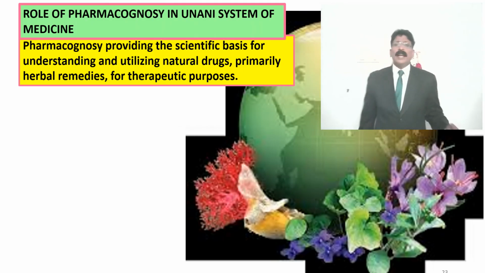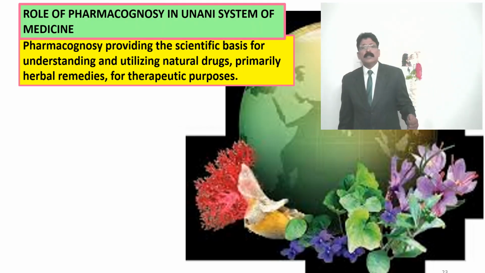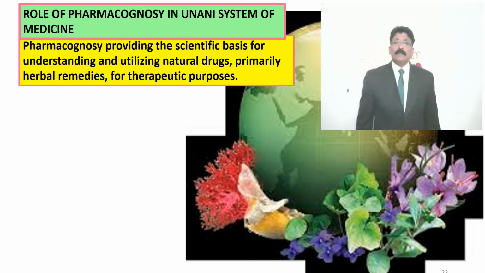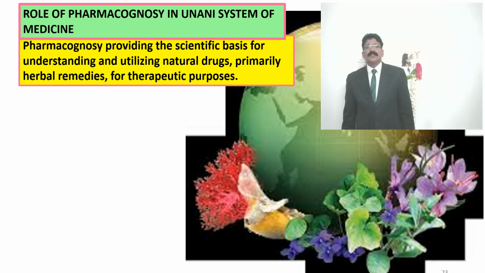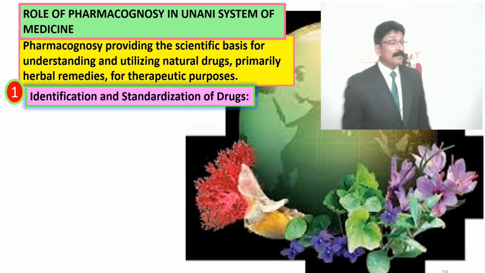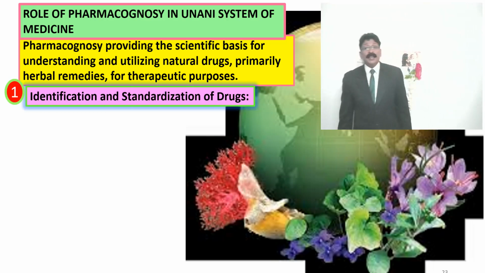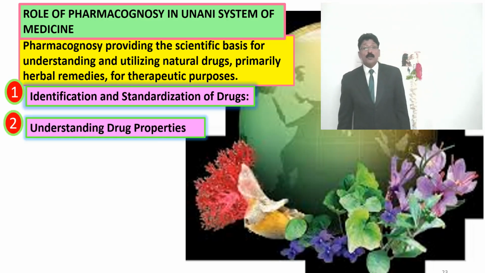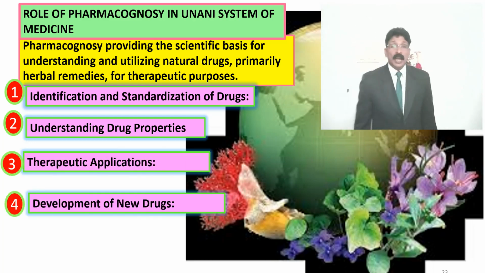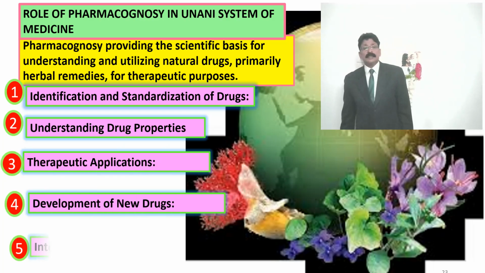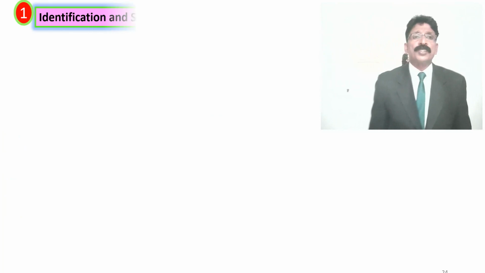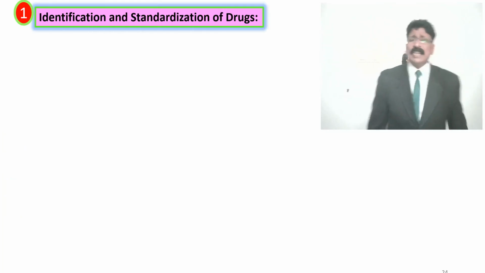Pharmacognosy provides the scientific basis for understanding and utilizing natural drugs, primarily herbal remedies, for therapeutic purposes. Number 1, as we discussed in the previous system also, identification and standardization of drug. Number 2, understanding drug properties. Number 3, therapeutic applications. Number 4, development of new drugs. Number 5, integration of Unani principles.